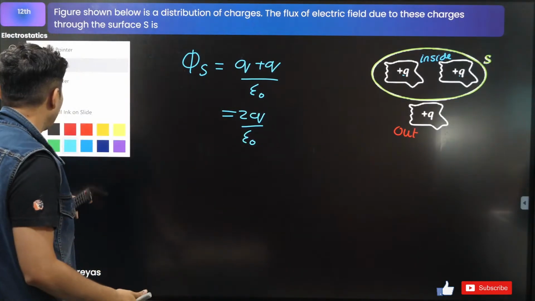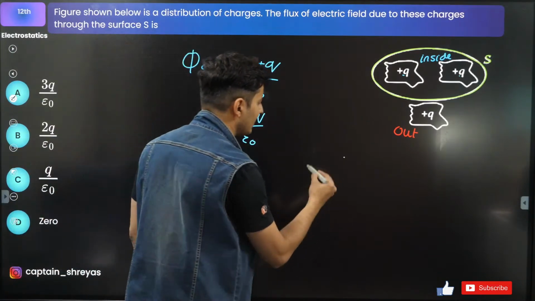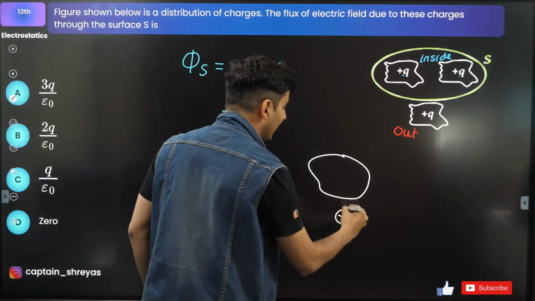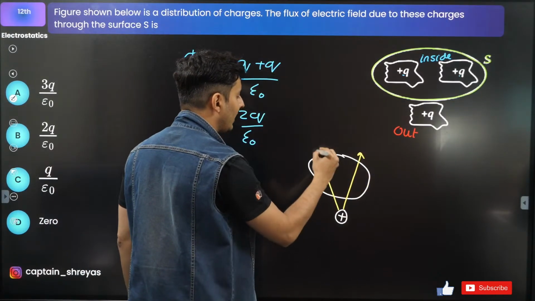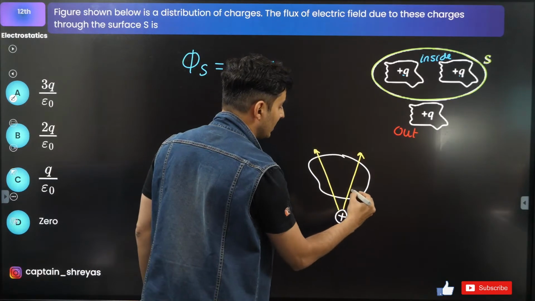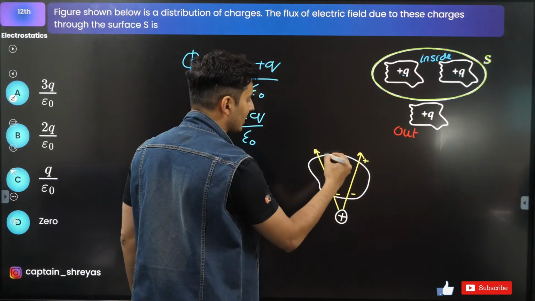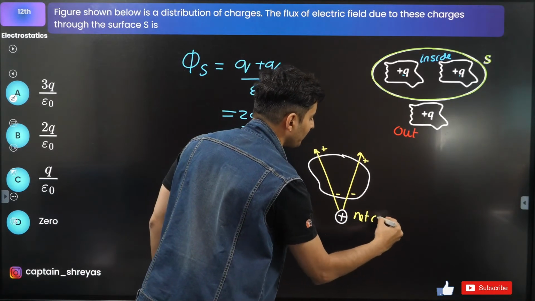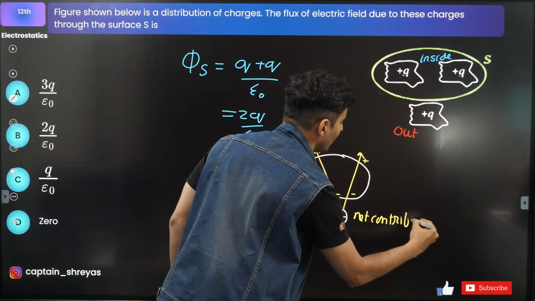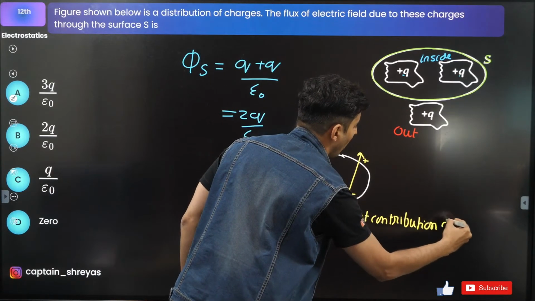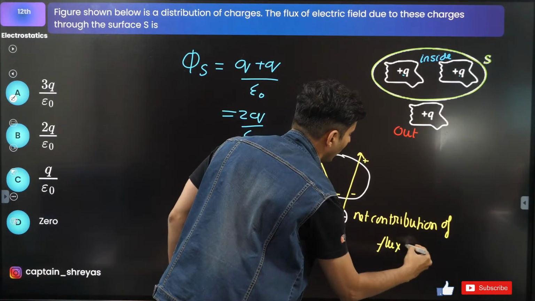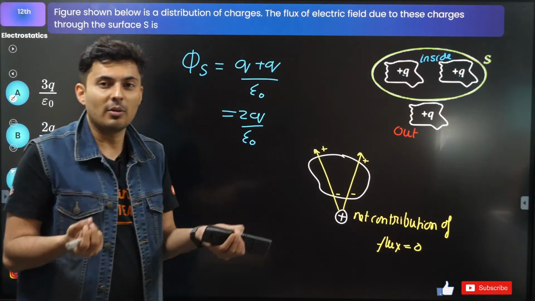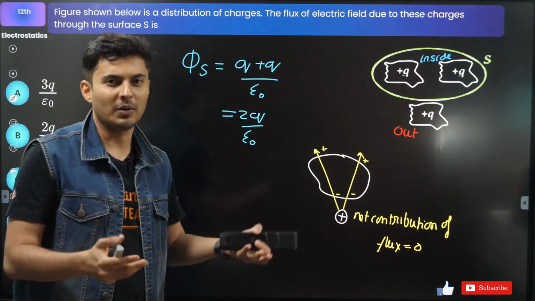You might be asking, sir, why do you not consider outside charges? The reason for that is simple. If you have a charge which is outside, whatever flux enters in, exits out. So if there is some negative flux, there is an equal amount of positive flux. That's the reason why the net contribution is always 0 for a charge which is outside. But the moment it is inside, it contributes either positively or negatively depending on its sign.